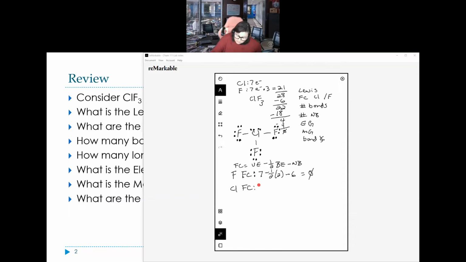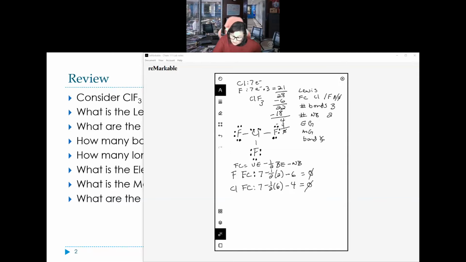Chlorine, we have 7 valence electrons minus half of the bonding electrons, 2, 4, 6 in this case because there are 3 bonds, minus the lone pairs, the non-bonding electrons that are on chlorine, 2, 4. 4 electrons there. So 7 minus 3 minus 4, formal charge is 0. Okay, so 0, 0. I have 3 bonds. I have 2 non-bonding pairs on my chlorine, the central atom.